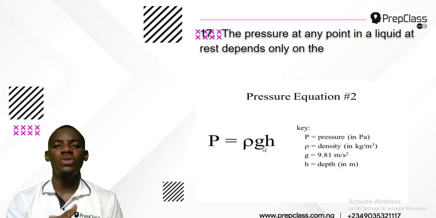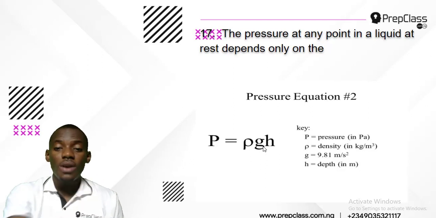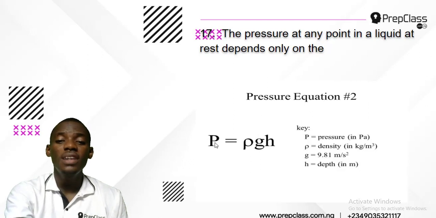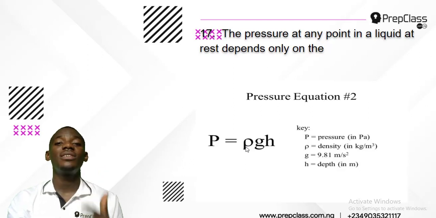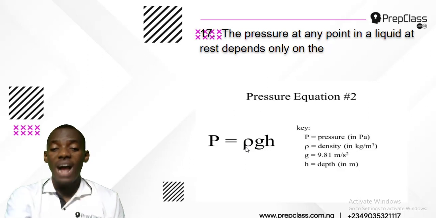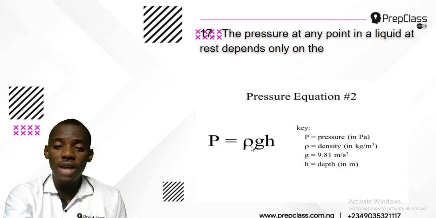Generally you are taught that pressure is force over area, but for a liquid we don't use that formula for pressure. Pressure in a liquid is given by this formula: density times g times h, where g is the acceleration due to gravity and h is the height. So pressure is a function of height, and from this formula you can see clearly that pressure is directly proportional to density, to g, and to height.